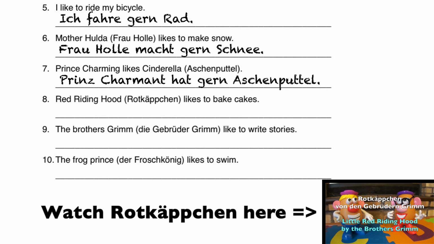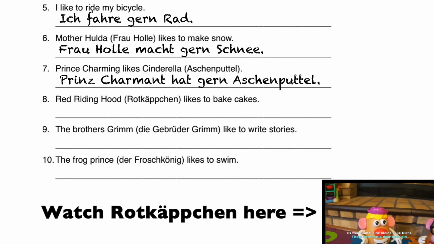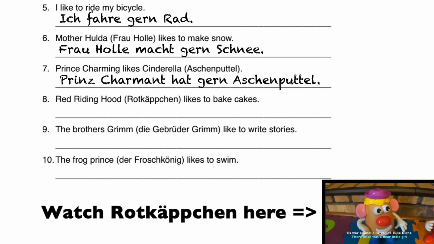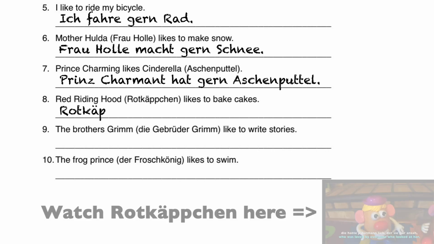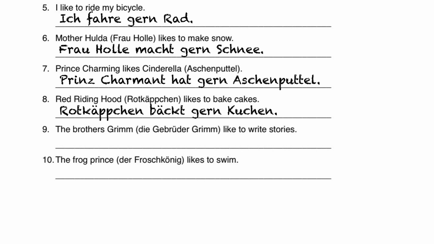Nummer 8. Red Riding Hood, which in German is Rotkäppchen, likes to bake cakes. Backen is also irregular in the er/sie/es form, so we take an umlaut, so it says, Rotkäppchen backt gern Kuchen.